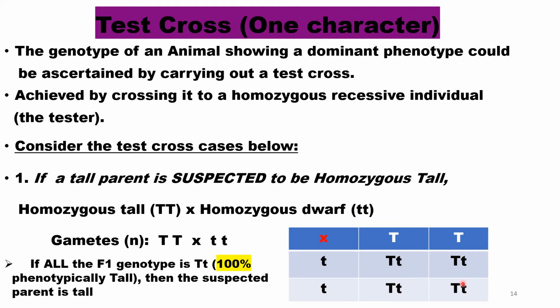Now, how do we confirm if the parent that is suspected to be homozygous is actually tall? If all the F1 progeny have the genotype capital T, small t, that is, they are 100% phenotypically tall, then the suspected plant is actually homozygous tall.